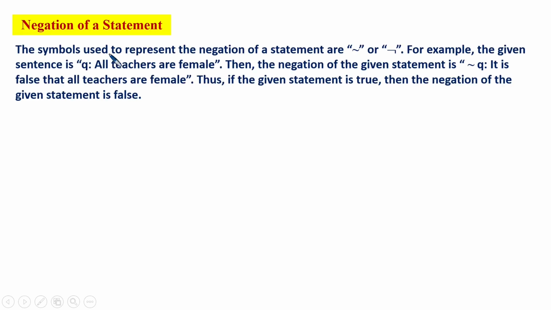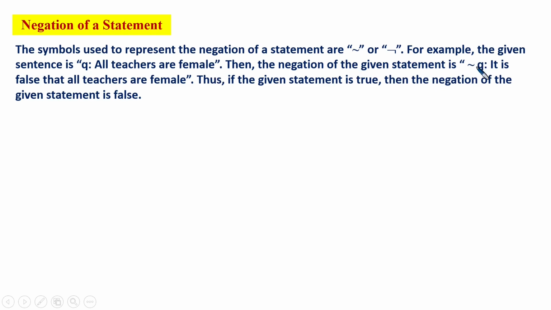Now, negation of a statement. What do you mean by it? A symbol used to represent the negation of a statement is either this sign, or this sign. Okay, so any one of them you can use. For example, the given statement, this is Q, such that all teachers are female. Then the negation of the given statement is this symbol you have to put. The negation of this statement is not Q.